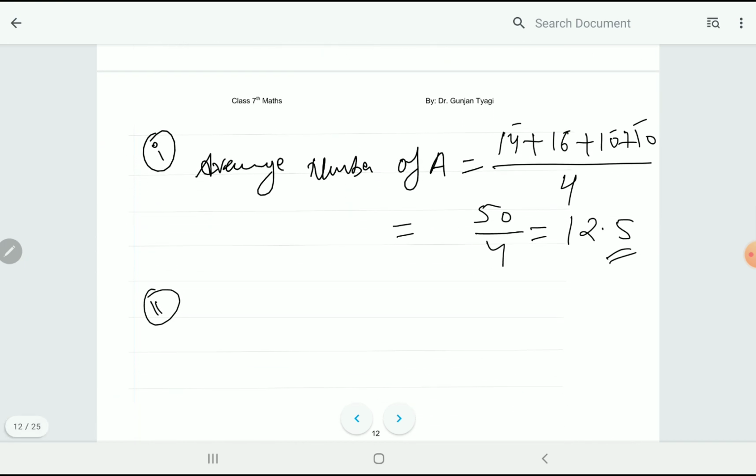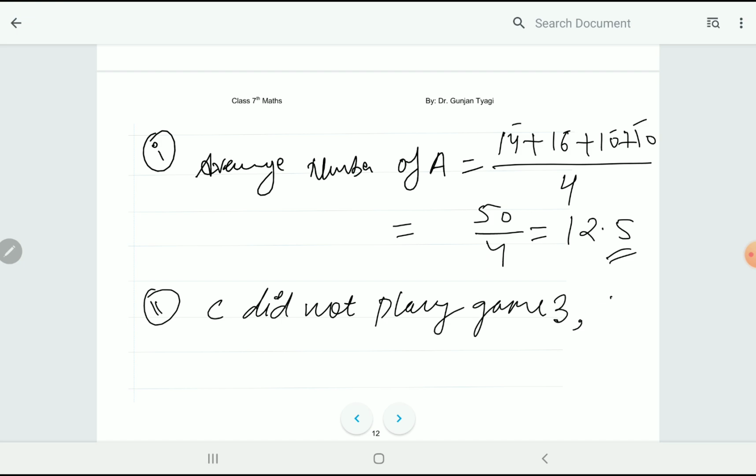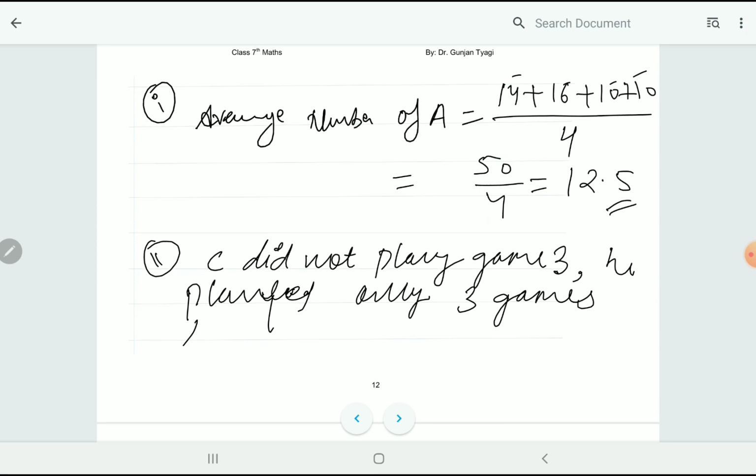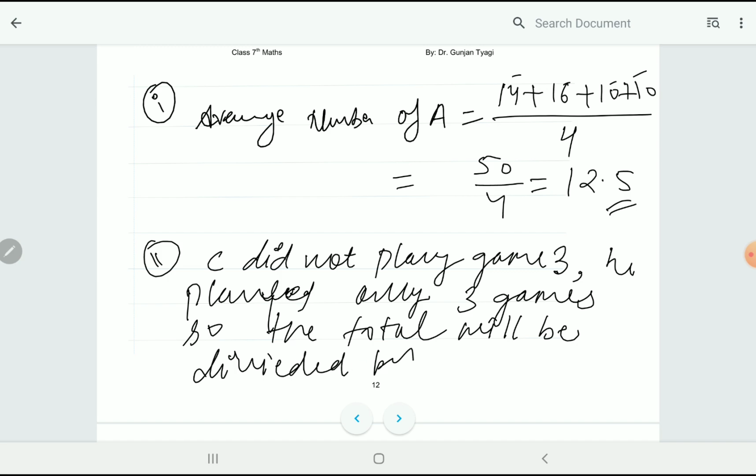The answer for the second part is: C did not play game 3. He played only 3 games. So the total will be divided by 3. This is the answer for the second part.